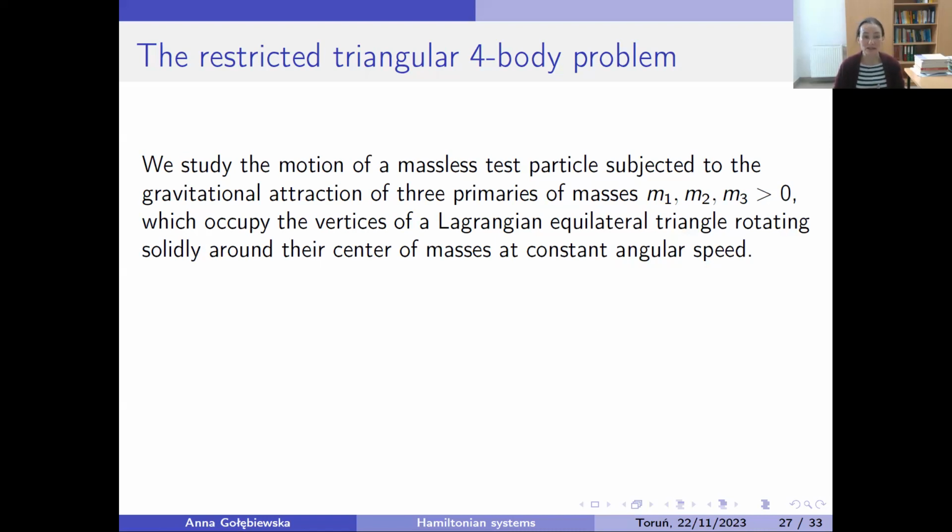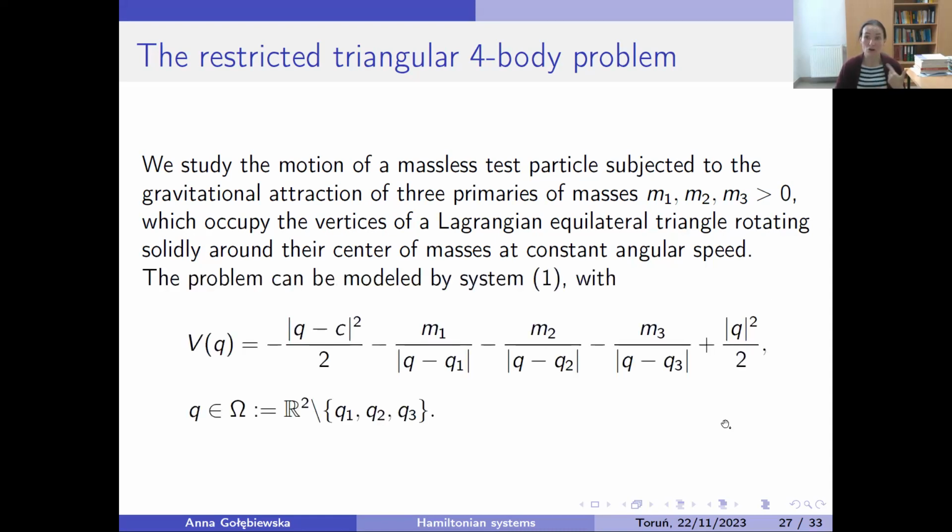We assume that these masses lie at the vertices of an equilateral triangle, which is called the Lagrangian triangle. This is obtained from the solutions of the three-body problem. So if we have the solution of the three-body problem and then a fourth body moving in this field, this would be our restricted triangular four-body problem. And the three big masses rotate solidly around their center of mass at constant angular speed. So this problem is of our form.